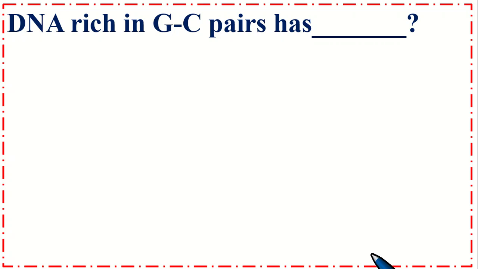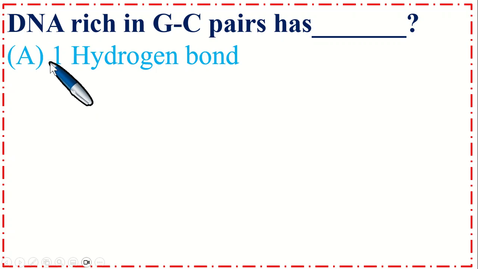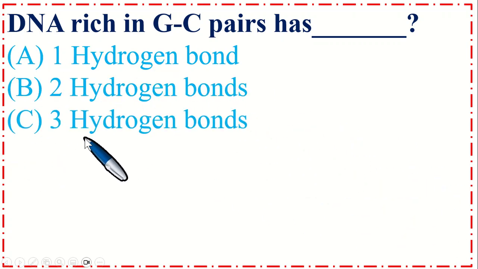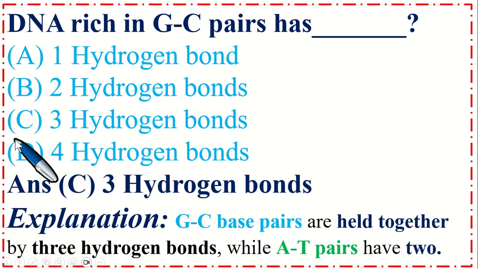So dear students, this is a very important MCQ. DNA rich in GC pairs has dash. Guanine and cytosine pairs have dash. Option A, 1 hydrogen bond. B, 2 hydrogen bonds. C, 3 hydrogen bonds. And option D, 4 hydrogen bonds. So the correct option is C, 3 hydrogen bonds.